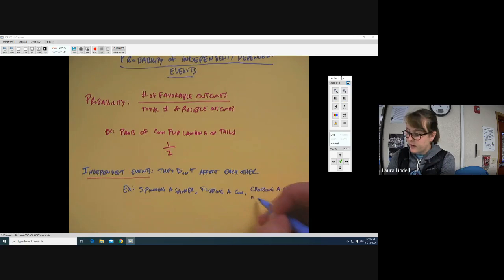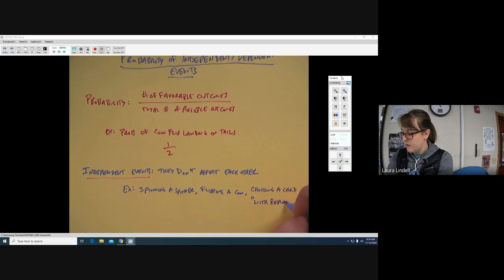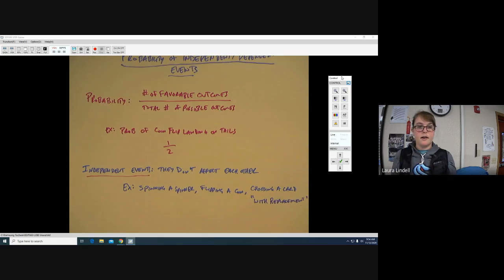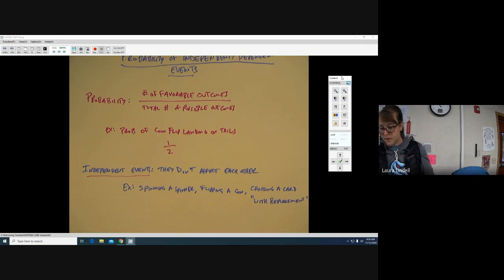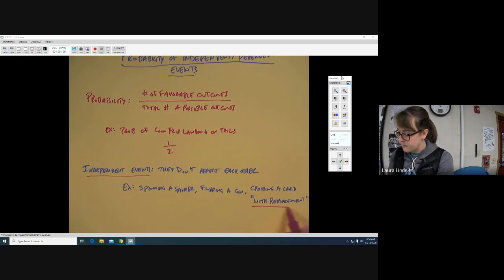You're going to see this phrase with replacement. Or you might also see, I choose a card and then I put it back and choose another card. That's that same idea as with replacement. So if I'm picking something out, putting it back, and then picking something else, that's independent events, because what I did doesn't affect what I'm going to do next. So those are some examples of independent events.